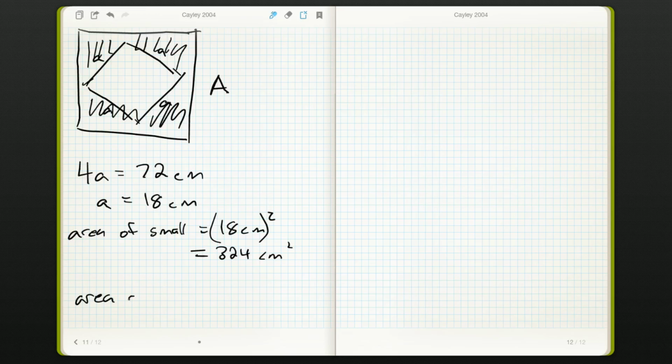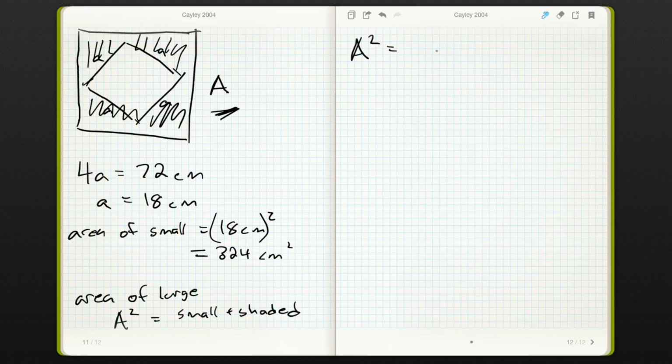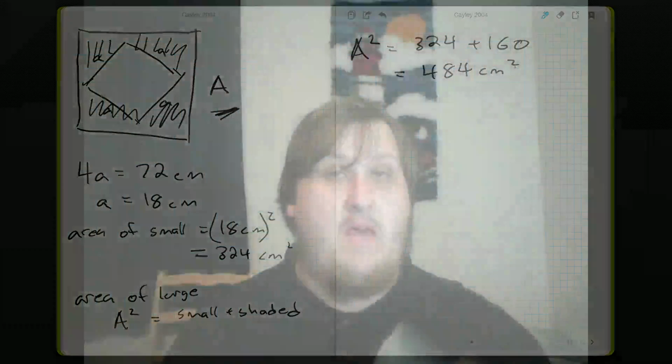So the area of the large square, not only is that equal to A squared, the side length that I have specified, but it's also the small square plus the shaded area. So A squared is going to be 324 centimeters squared, plus we were told 160. So that'll be 484 centimeters squared. And maybe you recognize that 484 is 22 squared, or maybe you need to grab your calculator, and that's okay.